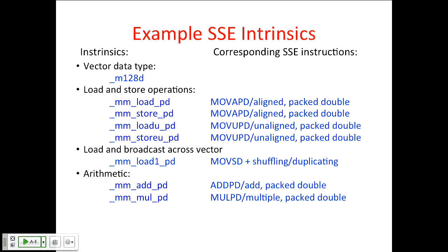One thing you'll see when we do the matrix multiply example is that sometimes you want to load one element from memory and replicate it in every position in a vector, right? So I load one element and I want it at every position in the vector. The goal is so I can combine it with different element positions in one go. So that's this load one. It loads a scalar value and replicates it across the whole vector.